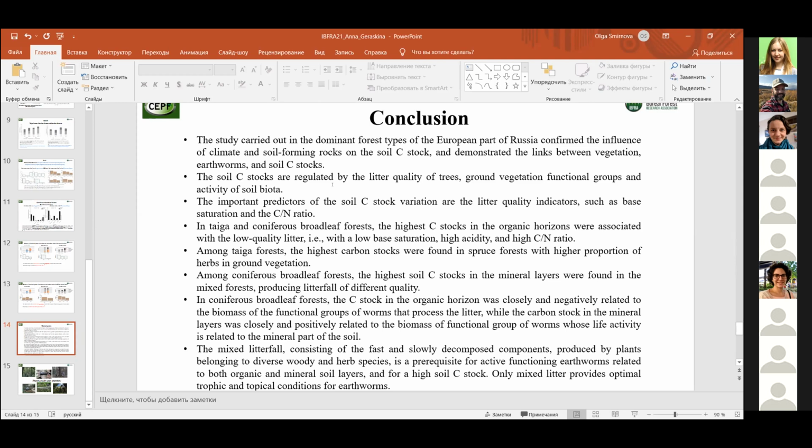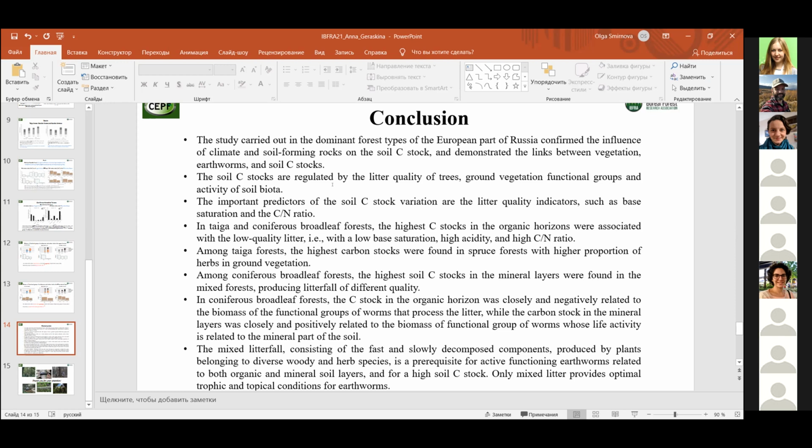C:N ratio. In taiga and coniferous-broadleaf forests, the highest carbon stock in the organic horizon was associated with low-quality litter. Among taiga forests, the highest carbon stocks were found in spruce forest with a higher proportion of herbs and ground vegetation. Among coniferous-broadleaf forests, the highest soil carbon stock in the mineral layers was found in the mixed forest producing litter flow of different quality.